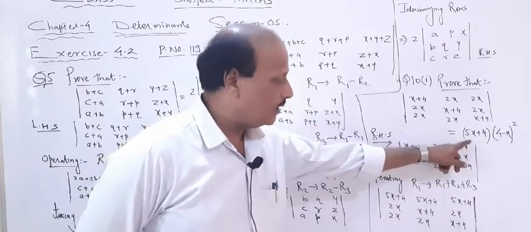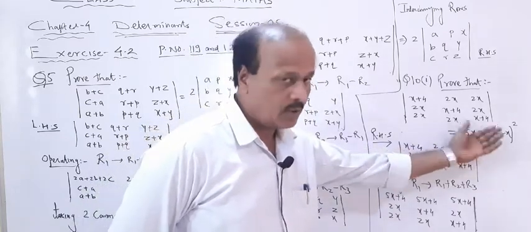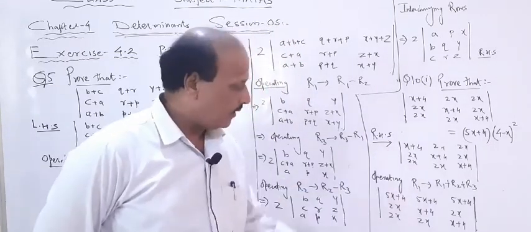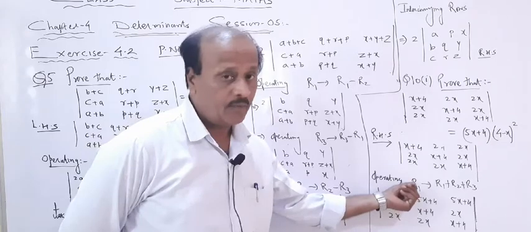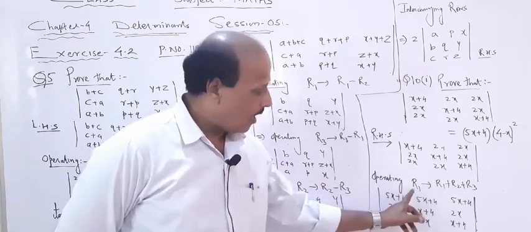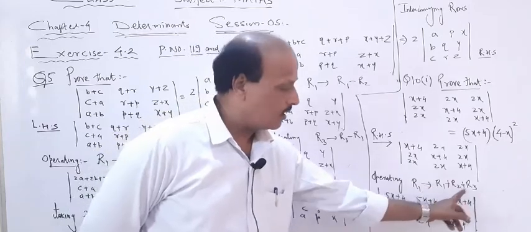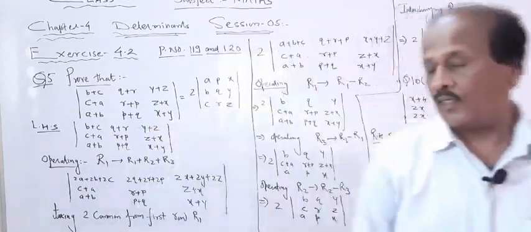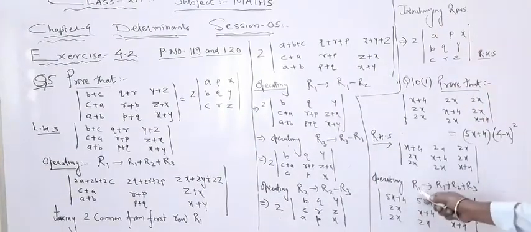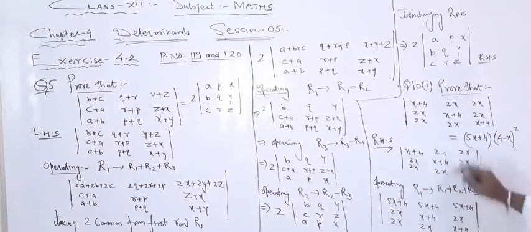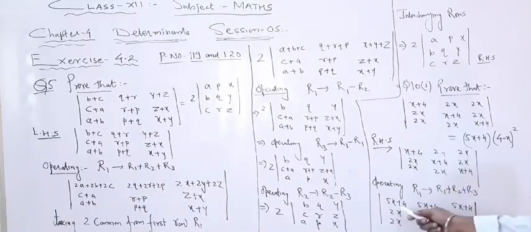How did I get the hint? Since I want 5x plus 4 as a common factor, what I did, first of all I wrote the right hand side, then used a modified form of property number 6. What is that form? R1 you replace by R1 plus R2 plus R3. As soon as you do this, replacing R1 by R1 plus R2 plus R3, you add all these 3 rows. So, what are you going to get?